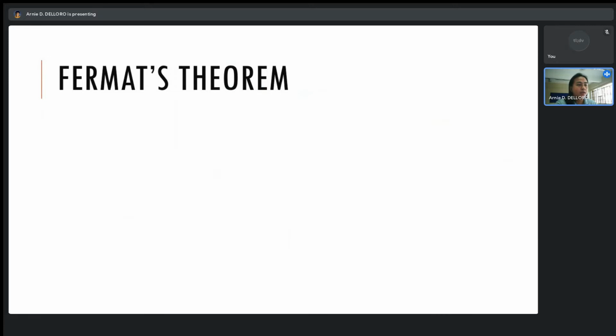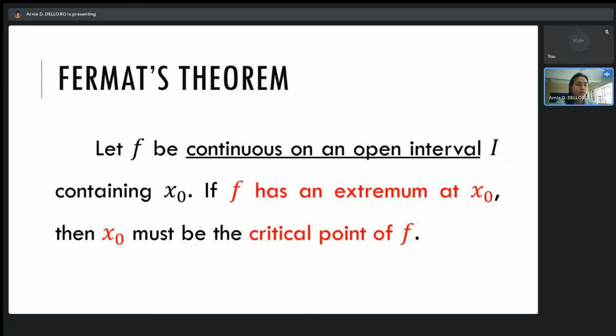Okay? So sabi sa Fermat's theorem, we let f be continuous on an open interval I containing x sub 0. So if f has an extremum at x sub 0, then x sub 0 must be a critical point of f. Okay?